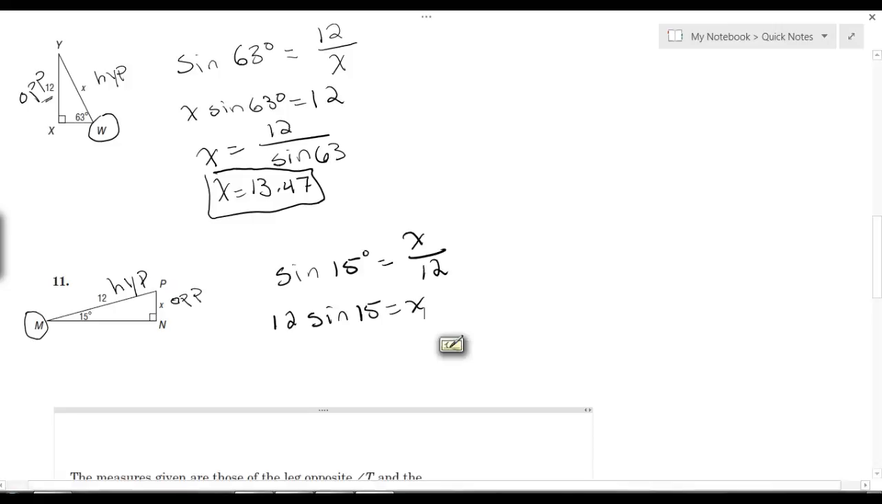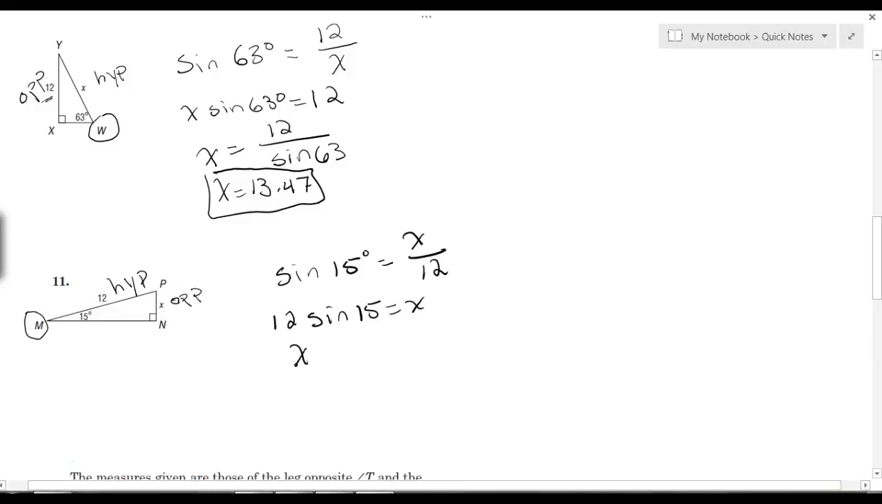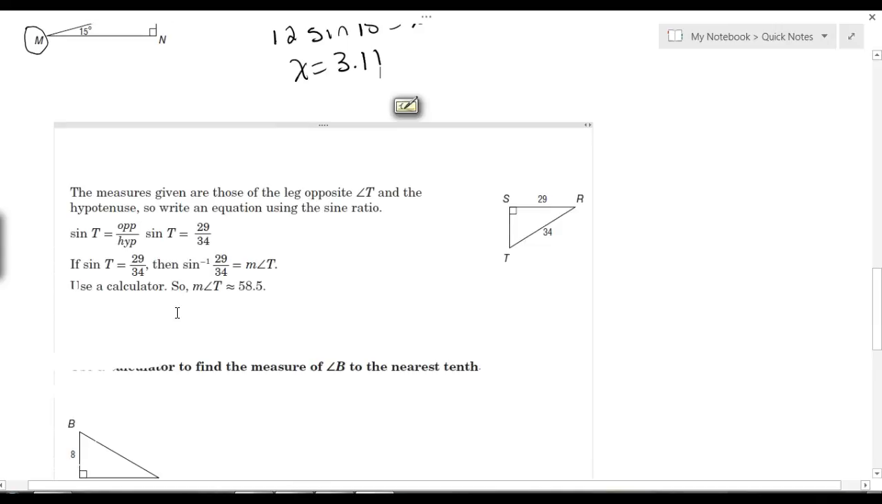I'll put that into my calculator. 15 sine times 12 equals 3.11. Which again, given how my triangle looks, 3.11, if this side is 12, that seems reasonable because this does look like it's about a quarter of the hypotenuse. So now let's move into some problems where we are solving for an angle.